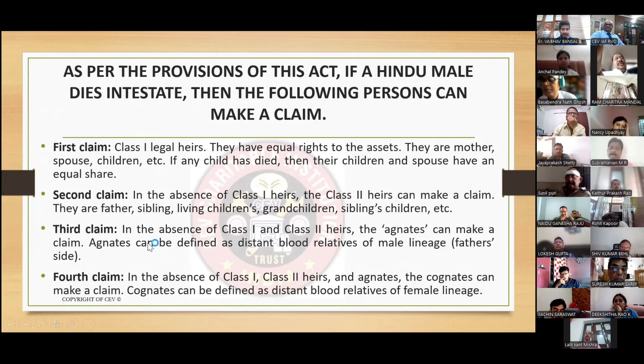So now the third claim, in the absence of class 1 and class 2 heirs, the agnates can make a claim. Agnates can be defined as distant blood relatives of male lineage, father's side. And the fourth claim, in the absence of class 1, class 2 heirs, and agnates, the cognates can make a claim. Cognates can be defined as distant blood relatives of a female line.